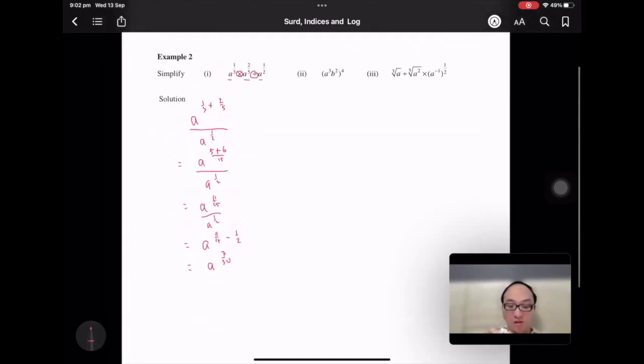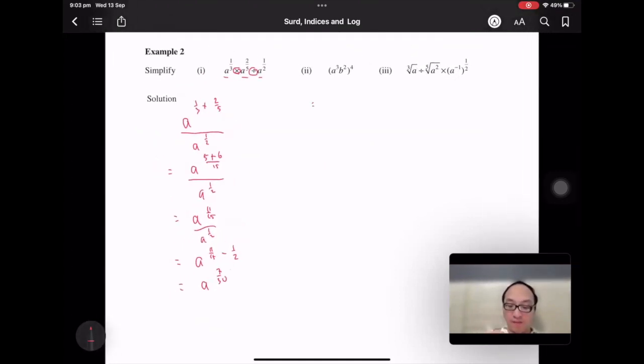For part II, a cube b square, to the power of 4. So we can multiply the power. So it's a to the power of 12 times b to the power of 8. It will be multiplied to each of the terms, and this equals to this. Yeah, we cannot do further simplification.